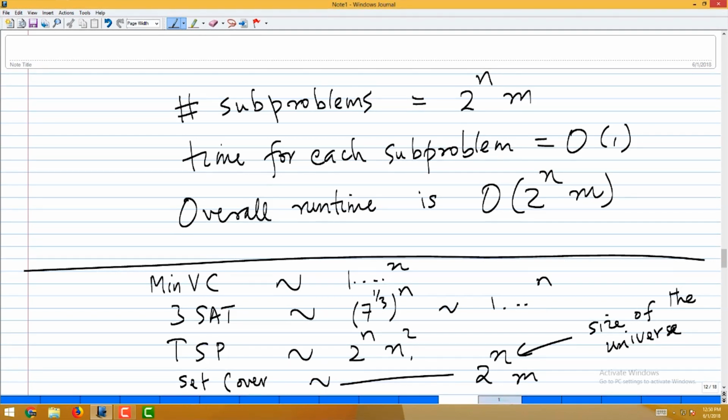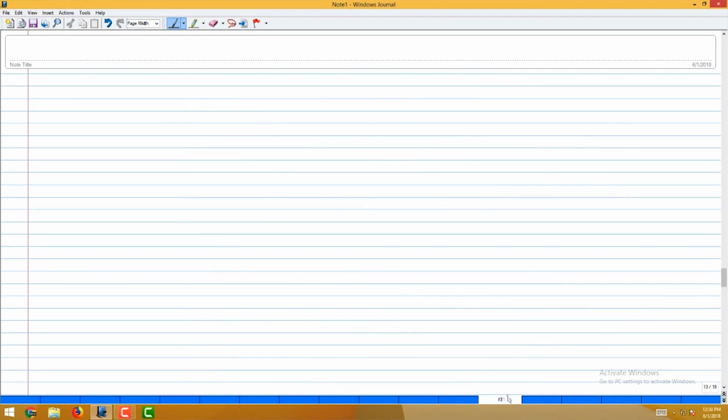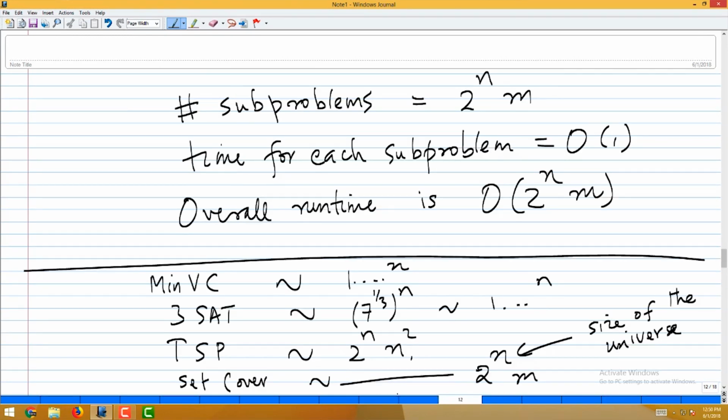I will just mention some famous conjectures which we do not know. So, there is something called strong exponential time hypothesis. If you recall this 7 power 1 by 3 power n algorithm for 3 SAT, how did we get this? We said we look at a clause, there are 3 variables, there are 8 ways of trying them, but instead we will try only 7 and then we recurse.